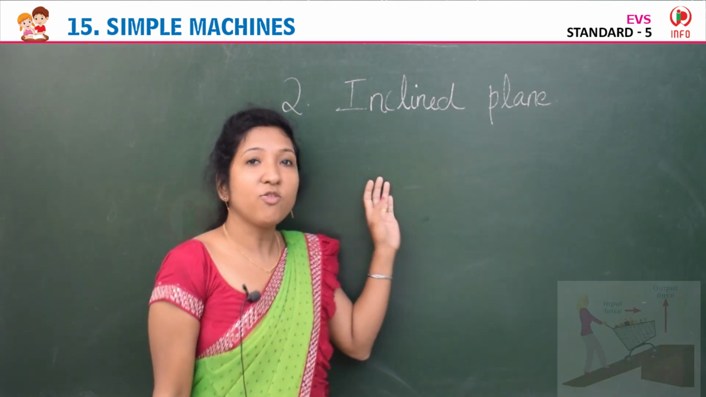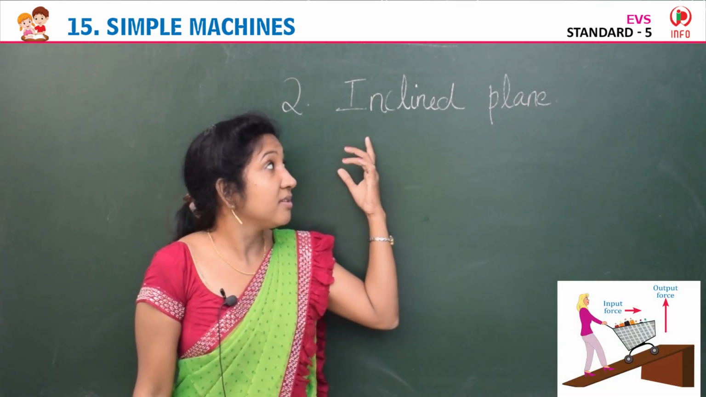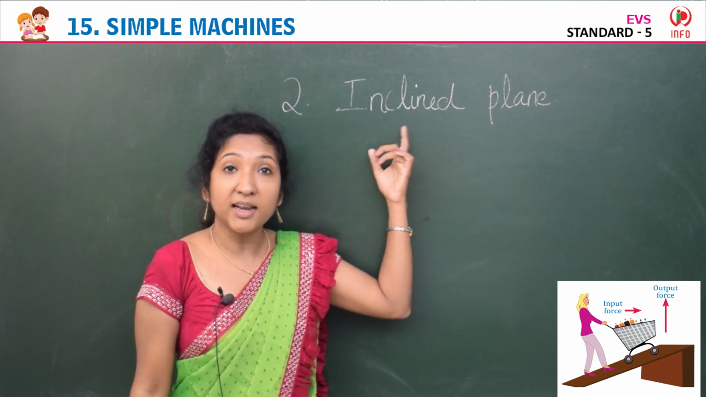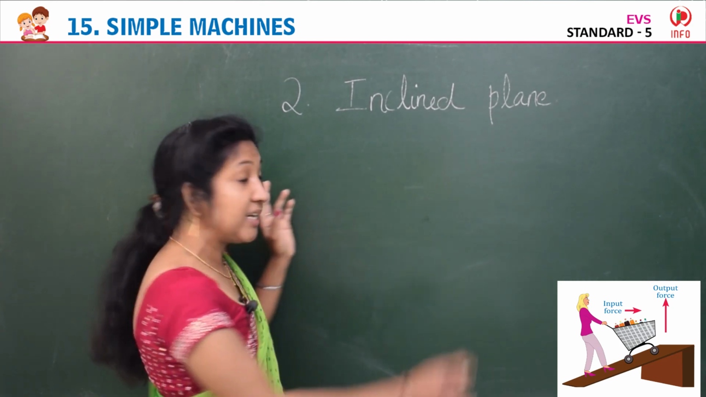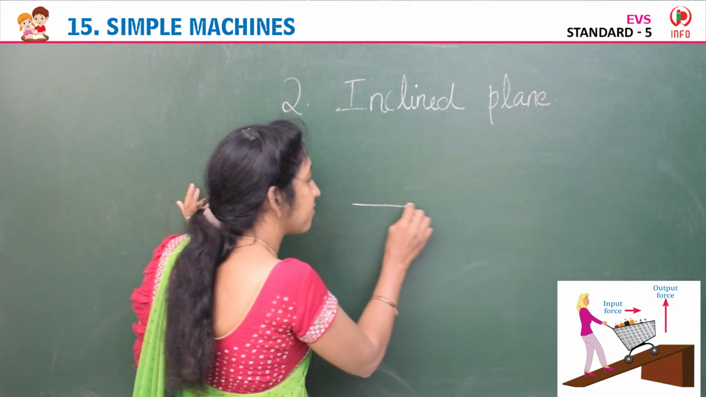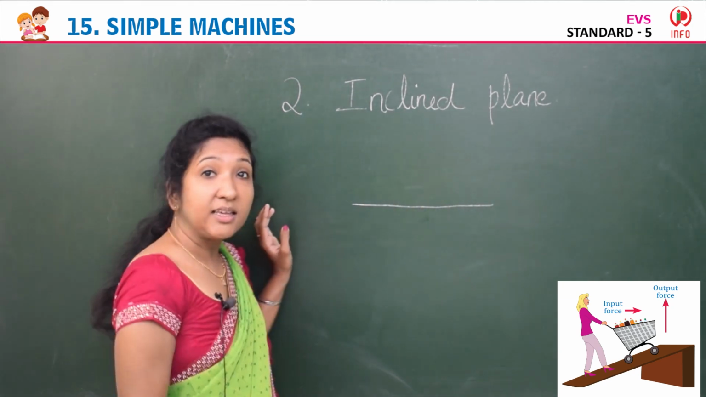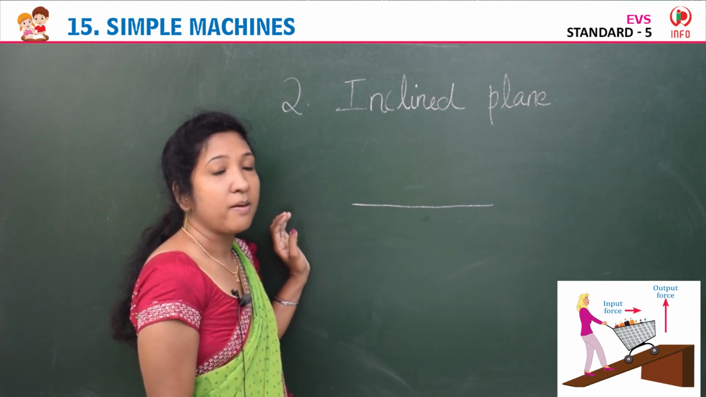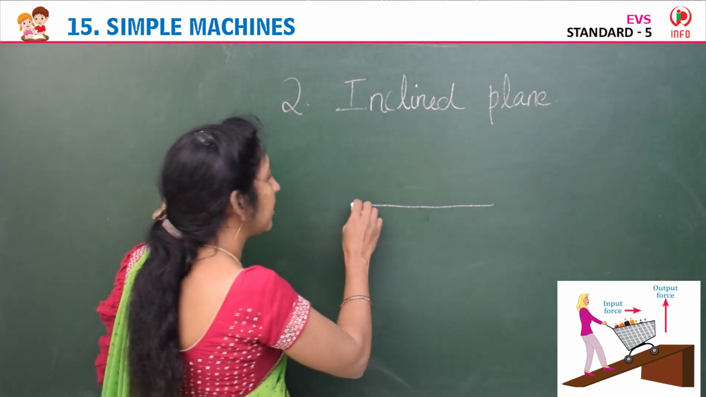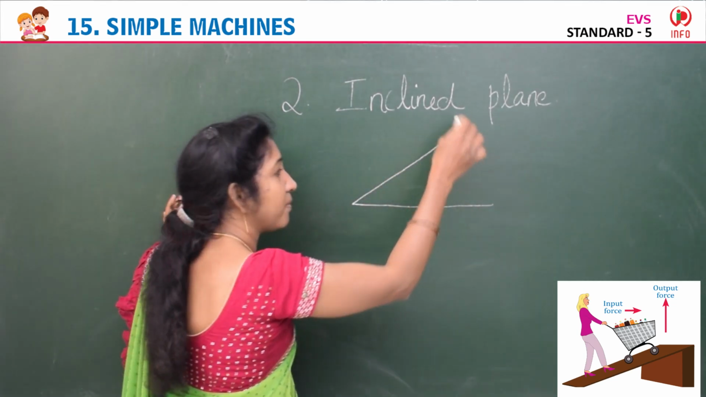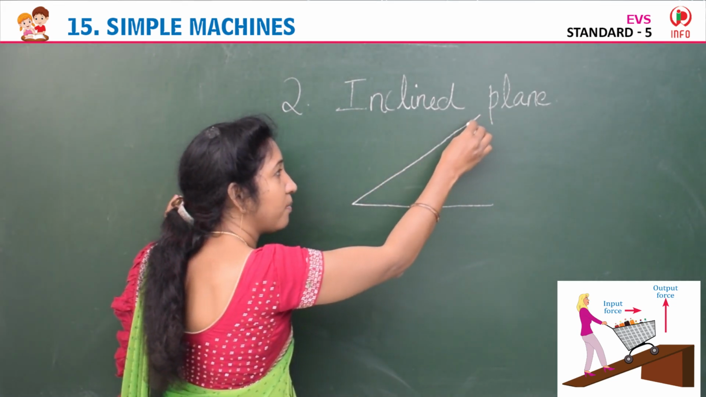L-E-V-E-R, lever. Now we are going to learn about the second type, inclined plane. So what is a plane, you know? A plane is a flat surface. And what is incline? Incline means a slope. Like this, a slope.